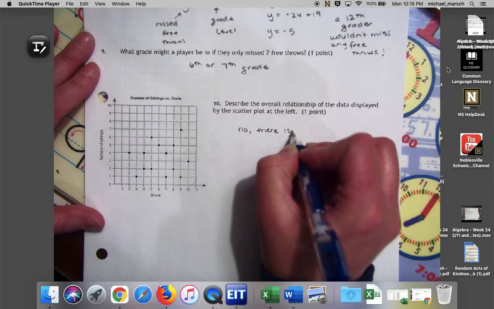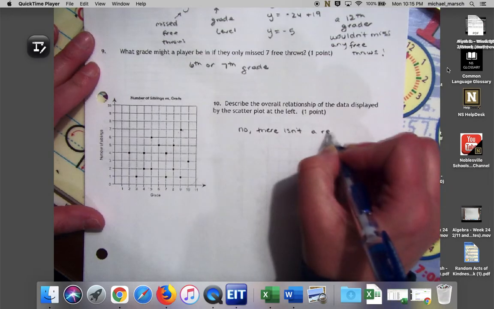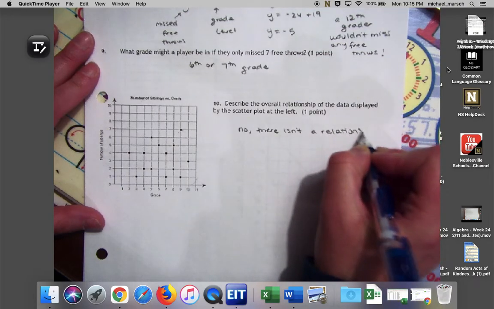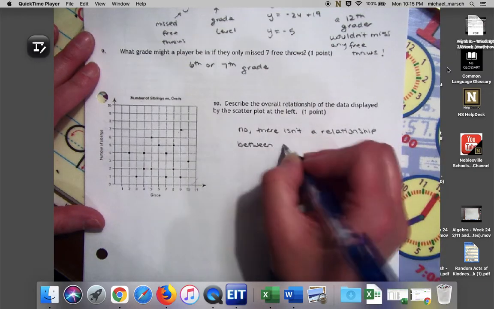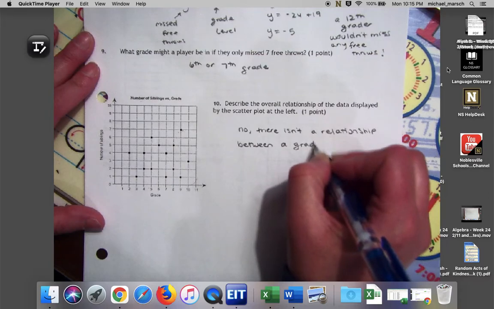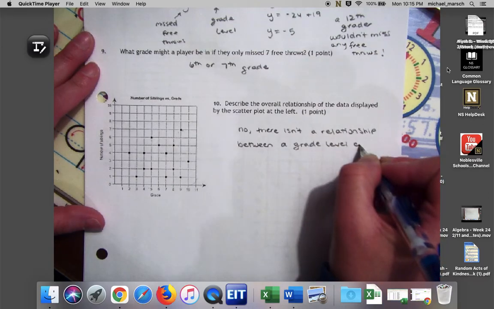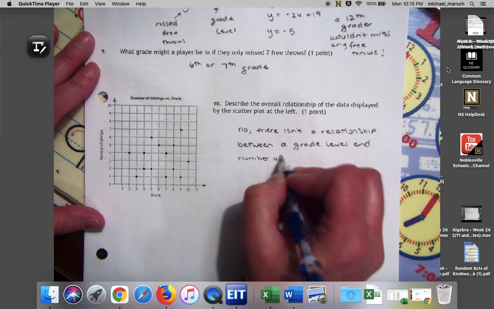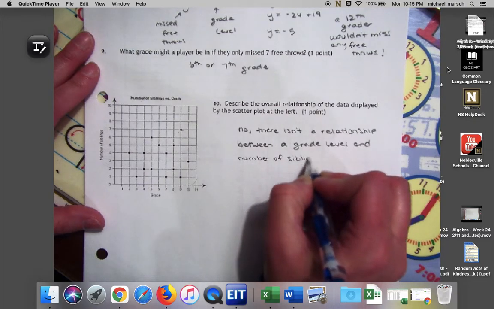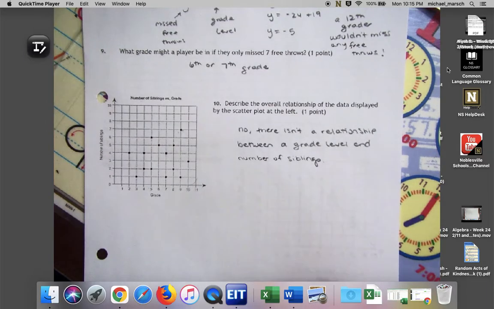there isn't a relationship between a grade level and number of siblings. Right? I can't make a prediction, so there's no connection.